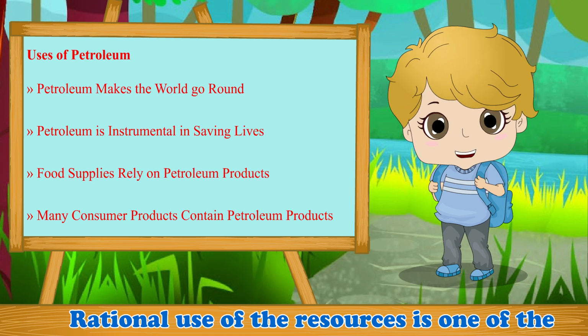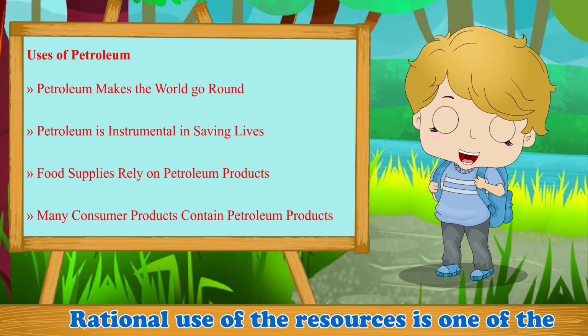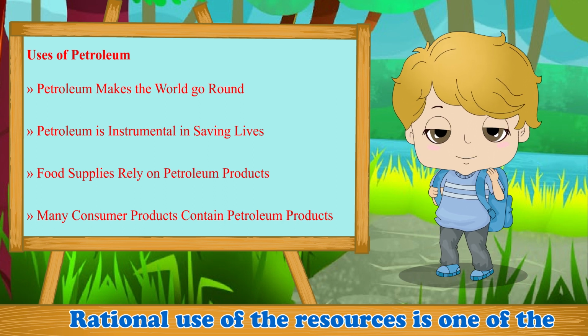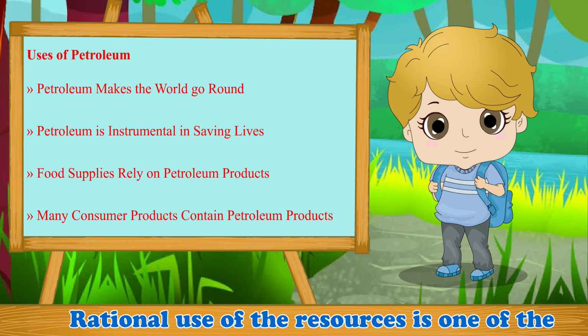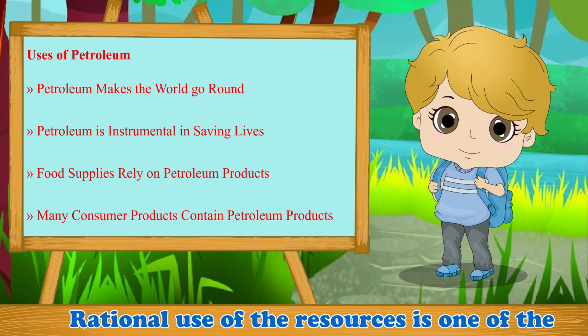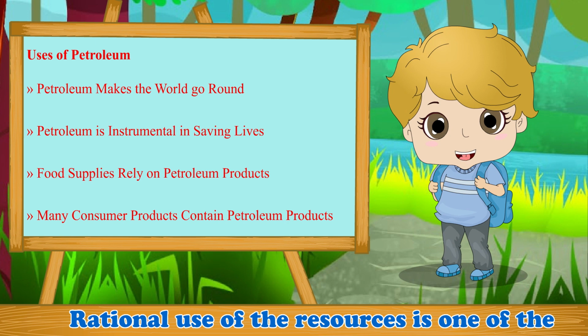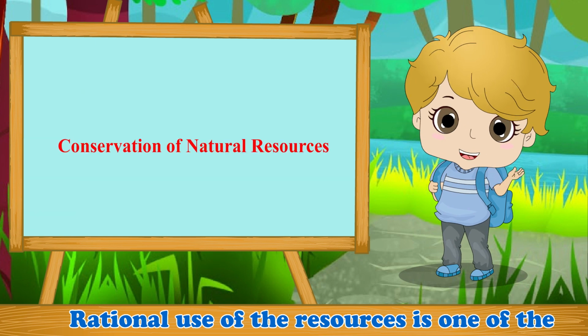Petroleum makes the world go round. Petroleum is instrumental in saving lives. Food supplies rely on petroleum products. Many consumers' products contain petroleum products.